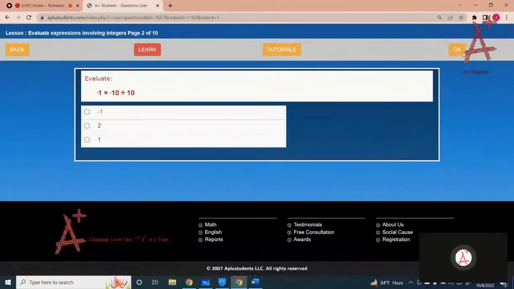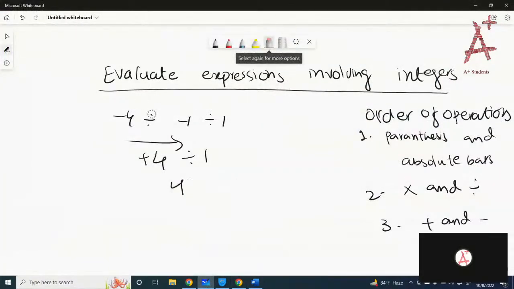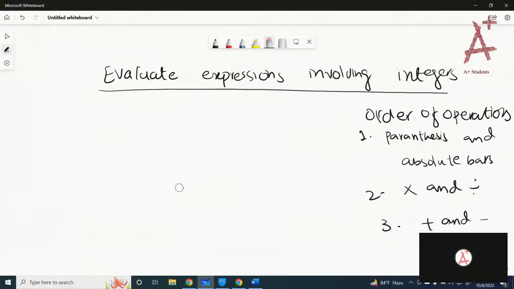Okay, the next one is negative 1 times negative 10 and divided by 10. Let me write it down on the board. Multiplication and division have the same priority. They are on the same level, so you have to do it from left to right. On the left, you have multiplication first. Negative 1 times negative 10: we are multiplying two numbers with the same sign, so your answer must be positive. 10 times 1 is 10. Now you have to divide 10 by 10, which is 1. So the correct option for this one is 1. Select the correct option and click on the OK button.